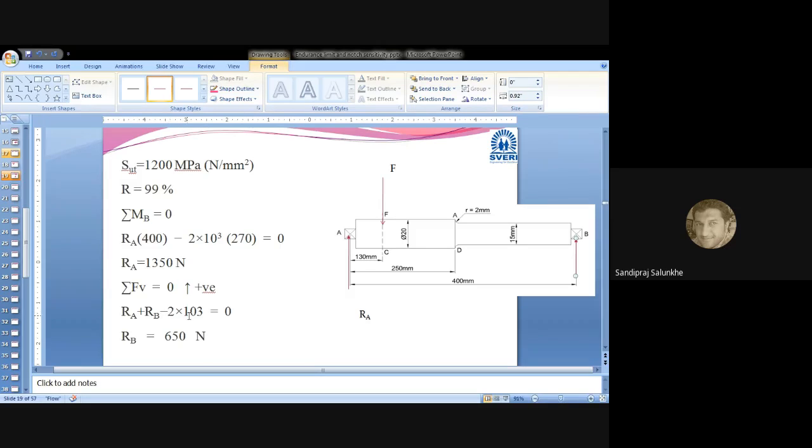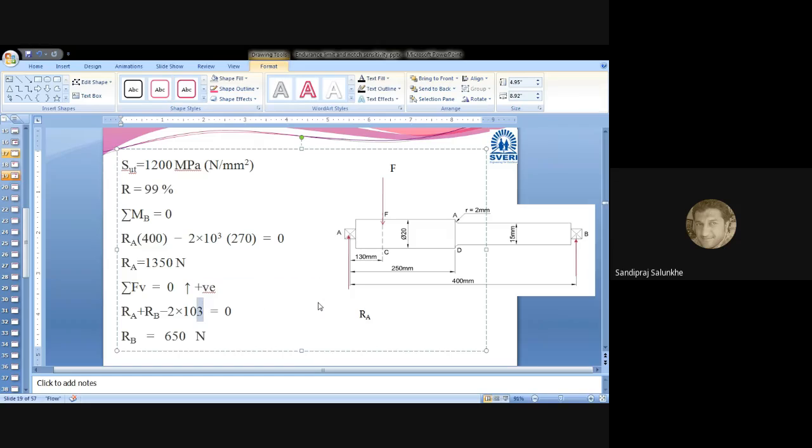RA plus RB minus this 2 kilonewton, which is acting in downward direction, that's why 2 into 10 raised to 3, is equal to 0, because this shaft is stable, not moving up and down or rotating. If you solve this equation by putting the value of RA, you get RB as 650 Newton. Now RA we have calculated as 1350 and RB as 650 Newton.